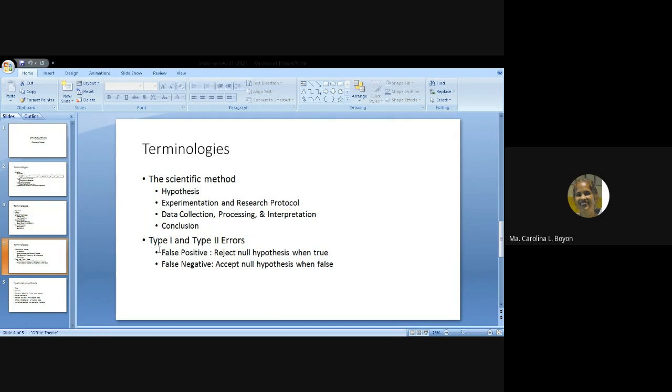Okay, so for the scientific method, what we do is to provide a hypothesis, a set of hypotheses. Okay, the hypothesis would be stated as a null hypothesis and an alternative hypothesis. The null hypothesis is a declaration, a passive declaration about the behavior of the variable, while an alternative hypothesis is an active declaration of the behavior of a variable.